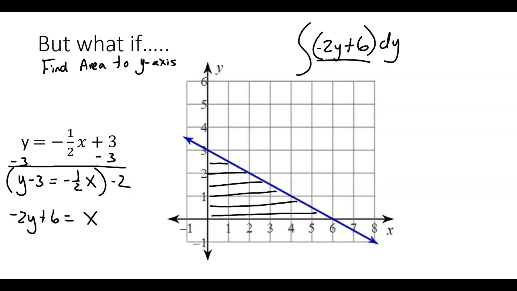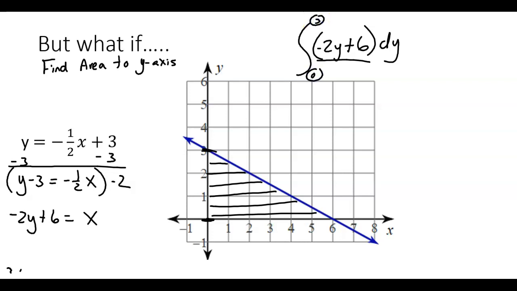But here's another difference. Whenever we do dx, the limits are x values. But we're doing dy. So what do you guys think the limits would be here? 0 to 3. We would start here, and we would stop here. We're going from bottom to top. So that would be 0 and 3.